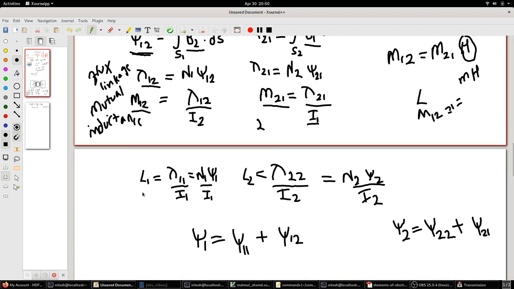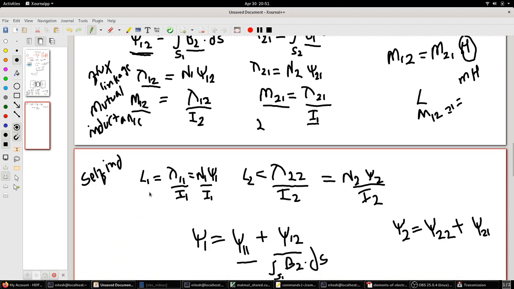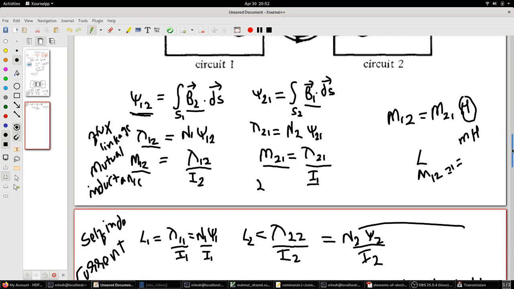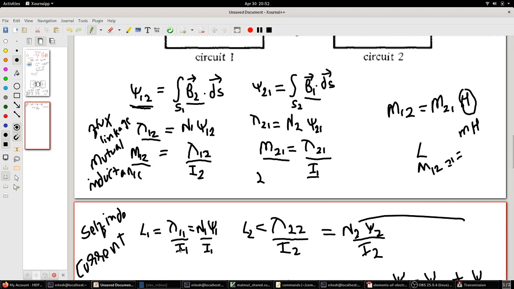Similarly, this is called self-inductance. Self-inductance is lambda11 divided by I1. It's basically caused by the same current. You just take into consideration the self current which is generating that particular flux linkage, flowing in its own circuit. L1 here is a self-inductance due to the current flowing in circuit 1, and this is lambda11 divided by I1.